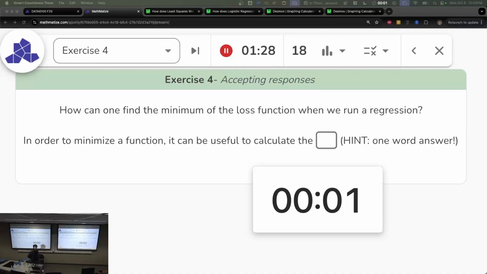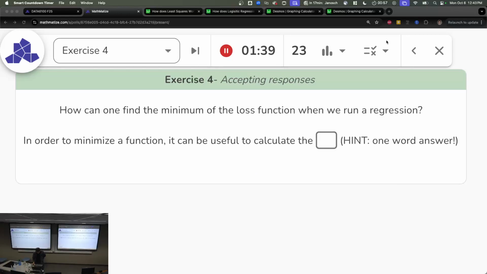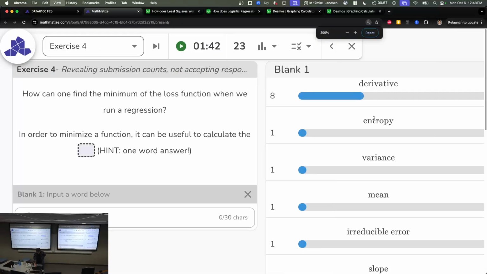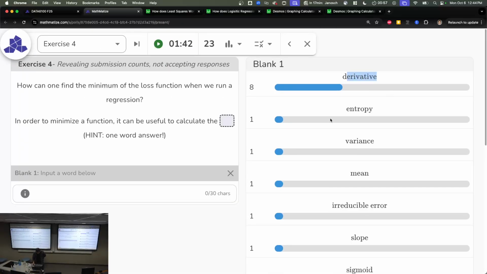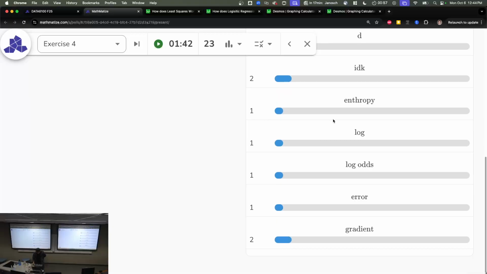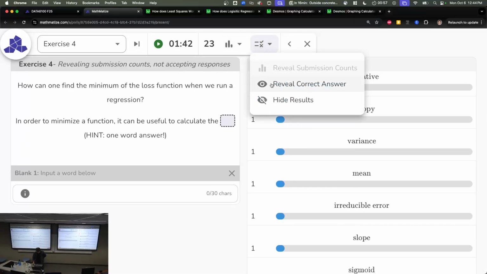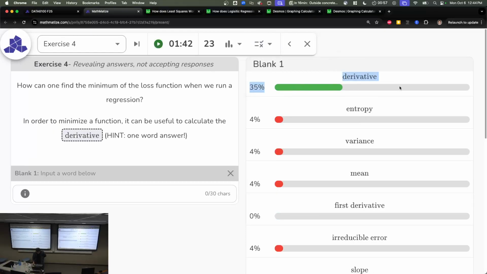Okay. All right, time is up. Let's see if you know what would be useful if you want to minimize something: to calculate the, drum roll, reveal. 8 people said derivative. That is right. That's what I'm going for. Did somebody write gradient? Gradient is also equally good. I said derivative, and gradient is also perfect.